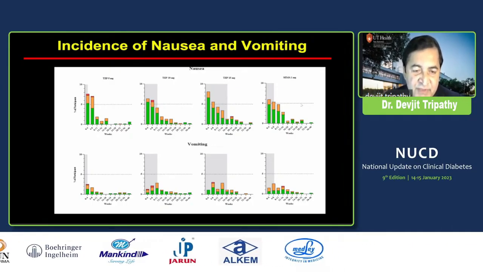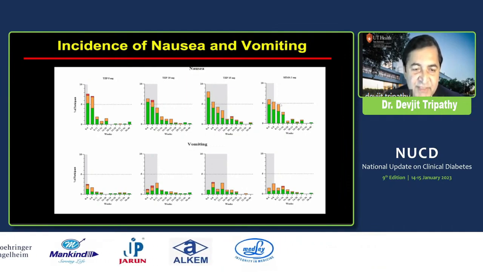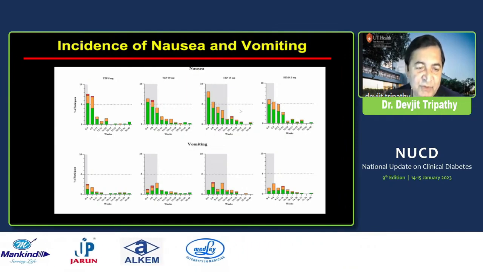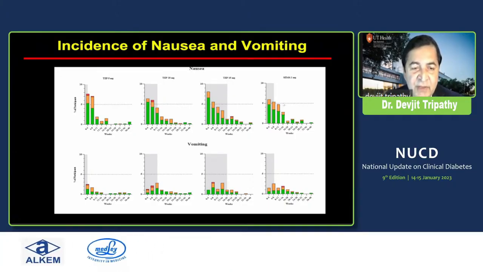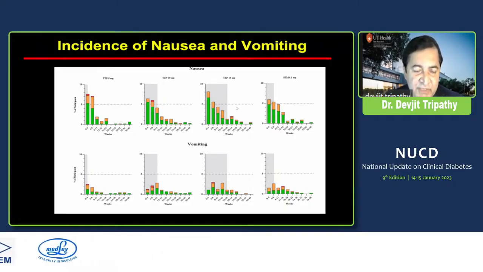But what was disappointing was that this was not really different from semaglutide. Although we show that this drug causes greater weight loss and A1C lowering, you still see the similar kind of nausea and vomiting as you see with semaglutide. And here the bottom panel showing the vomiting, you see the similar data.